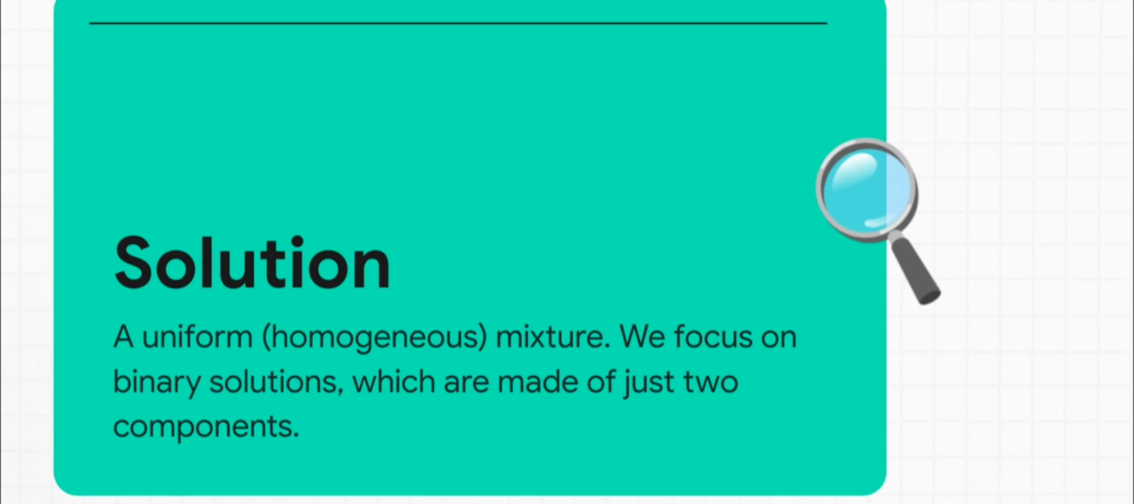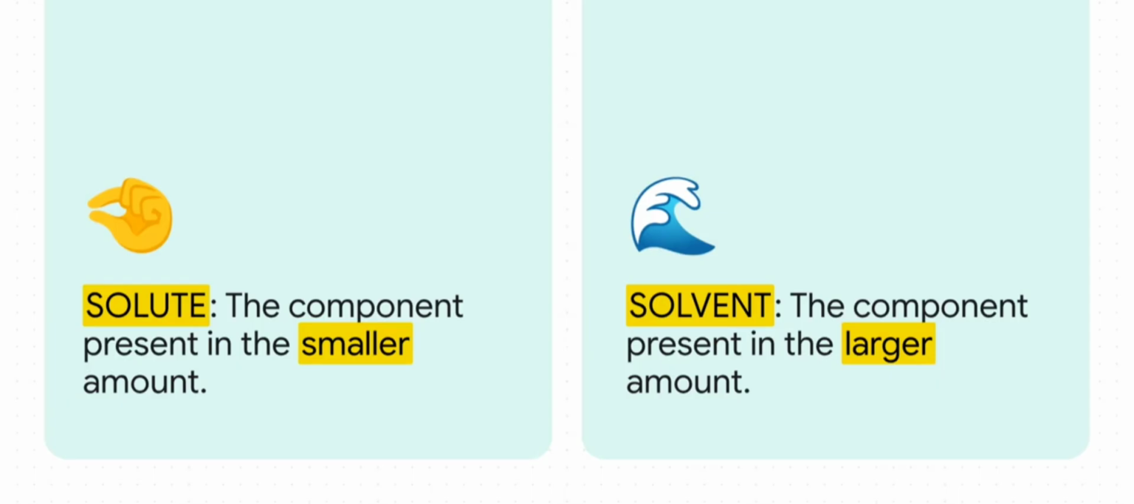Now, for what we're doing today, we're going to keep it simple and stick to what are called binary solutions, which just means they've got two parts. And those two parts have names. The thing you have less of, the stuff getting dissolved, that's called the solute. And the thing you have more of, the stuff doing the dissolving, that's the solvent. Simple as that. But here's the thing.